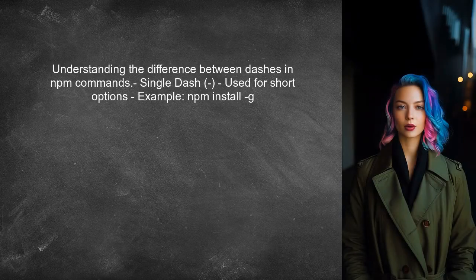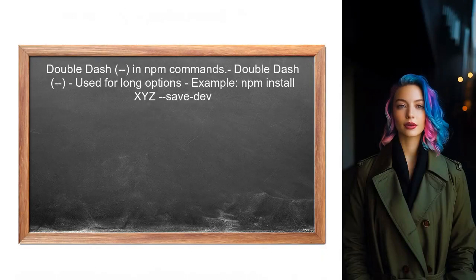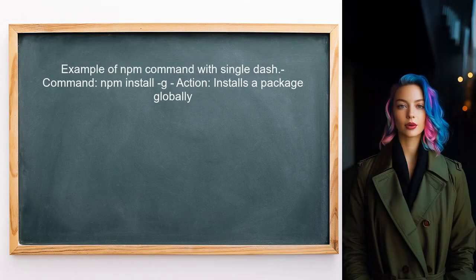To understand the difference between a single dash and a double dash in NPM commands, let's start with the single dash. The user should know that a single dash is typically used for short options. In contrast, the double dash is used for long options. These options are more descriptive and often easier to understand.